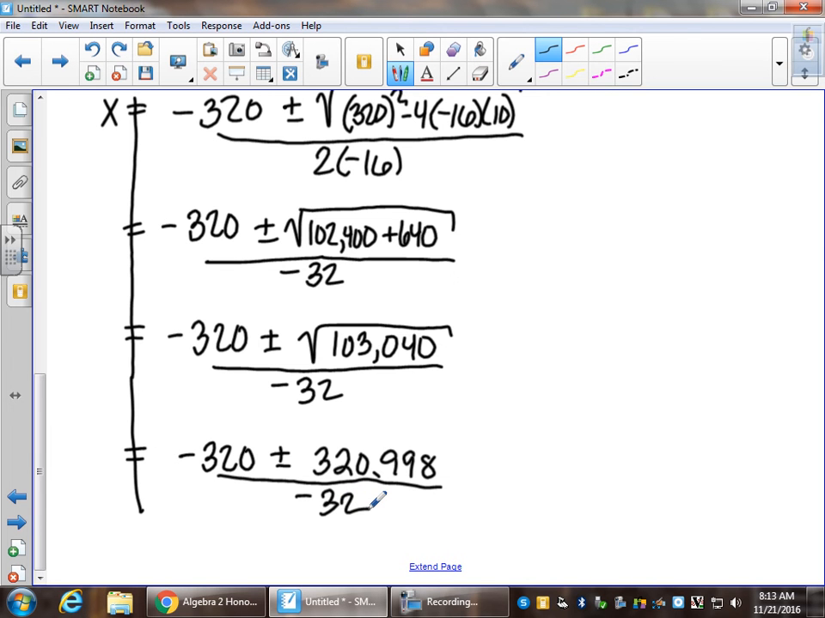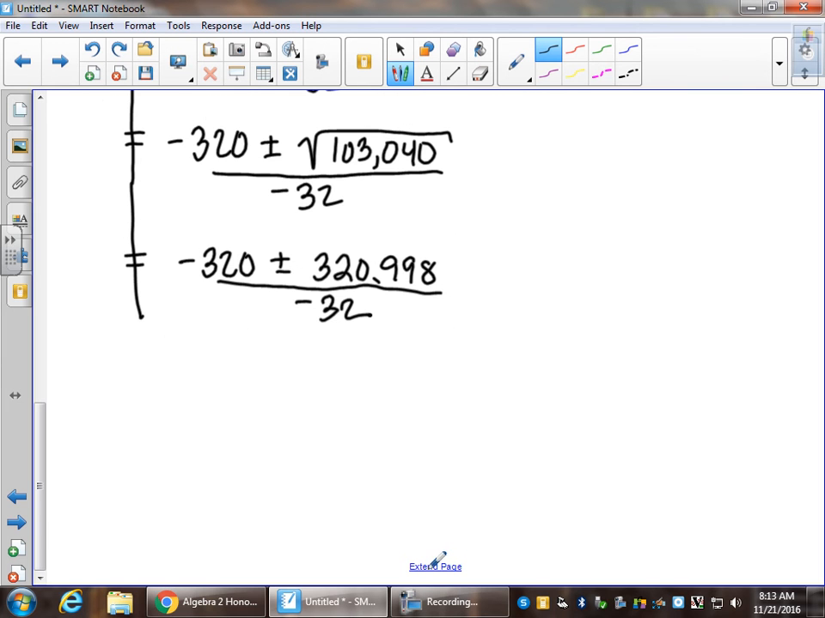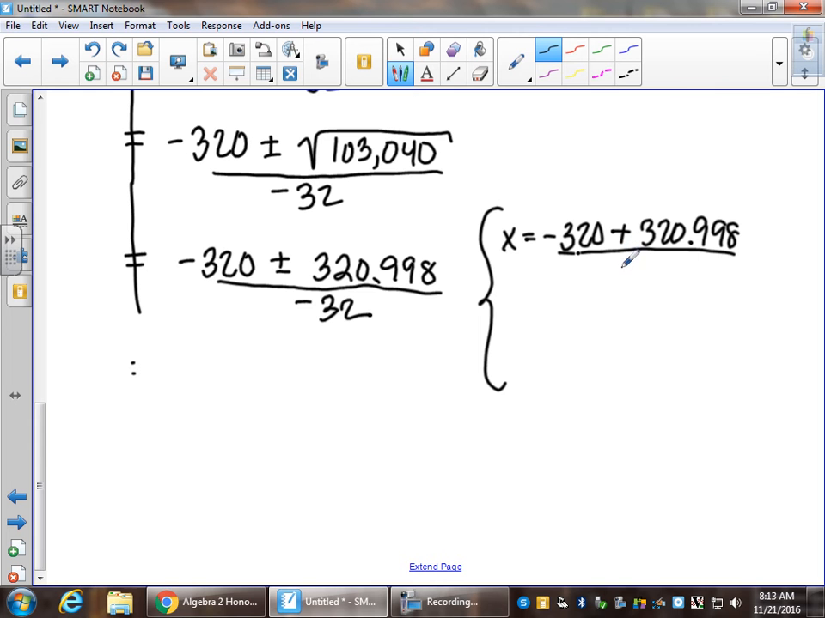To get ready for SAT, we will always go to 3 decimal places. We're now ready to break this up. So x will be negative 320 plus and minus.